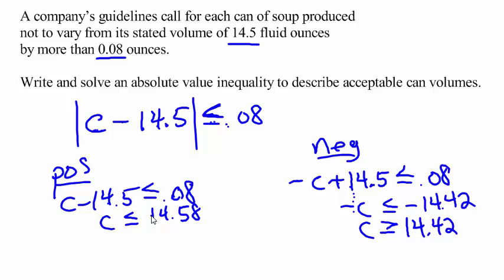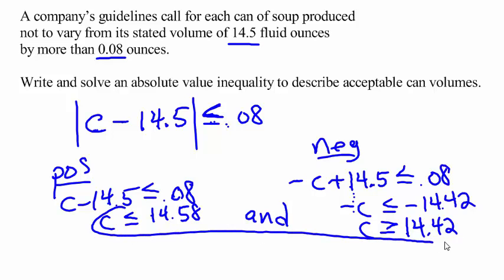You can be less than this big number or greater than this small number. You've got to be both. You've got to be in between those. So we use "and" as our joining word.